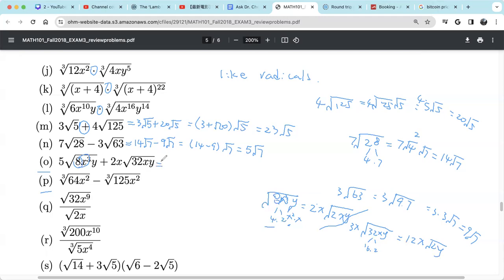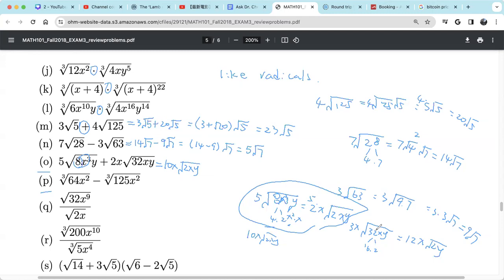So let's write here. We have 5 up front from the radical sign. So put the 5 back in. So we get 10, because 5 times 2x is 10x. So this is 10x square root of 2xy.